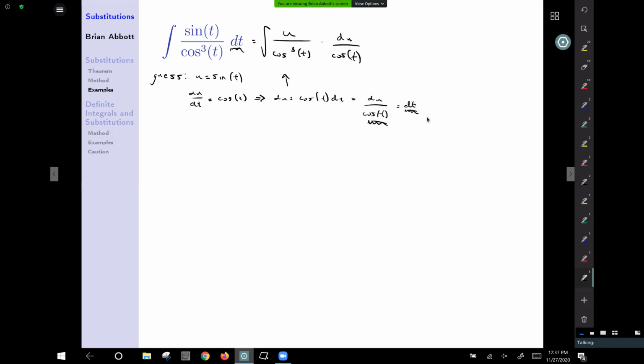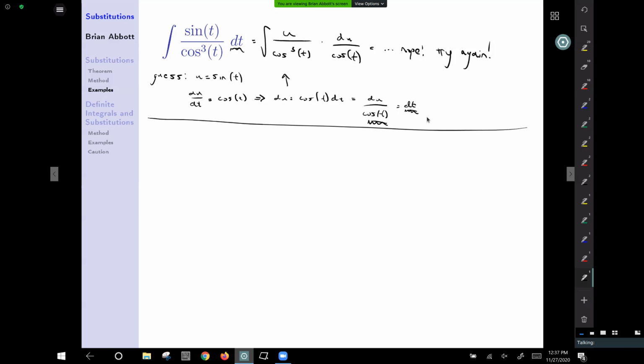Now I look at this and I see that there's no way the cosine is going to reduce away and leave me with just an integral in terms of u. So, nope, this didn't work. So we're going to try again. Doesn't mean all is lost. It just means sometimes we have to try again.